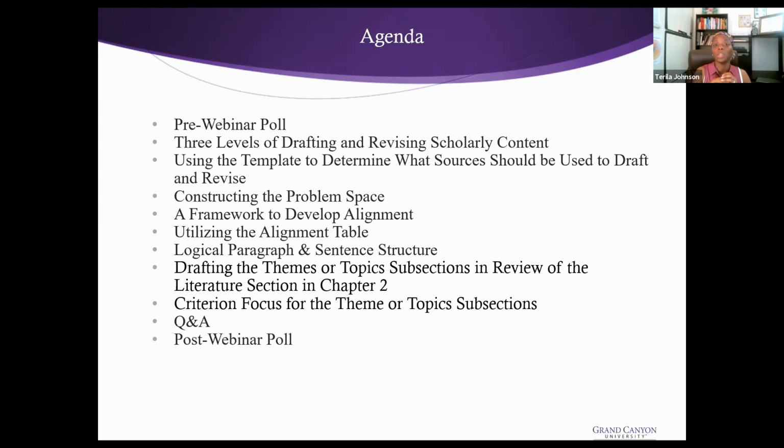Again, I'm just going to reintroduce a logical paragraph and logical sentence structure. And then we're going to dive in a little bit more about drafting those themes, topics, those subsections in your review of the literature.